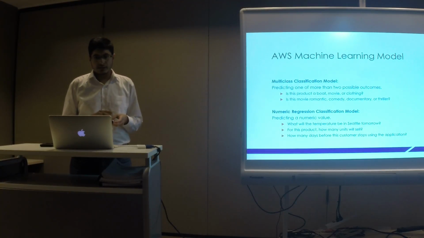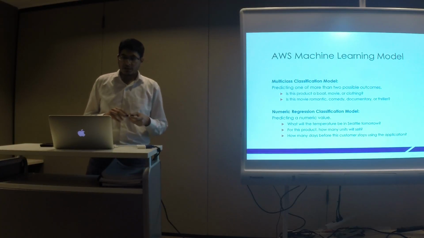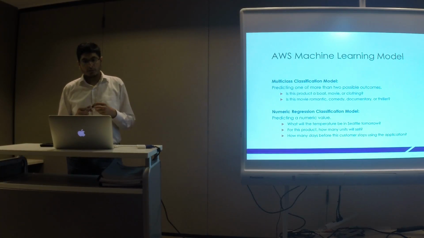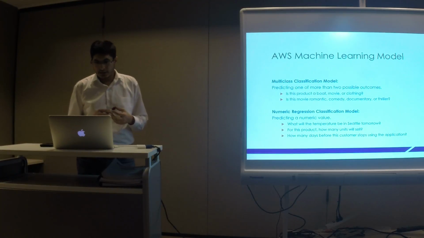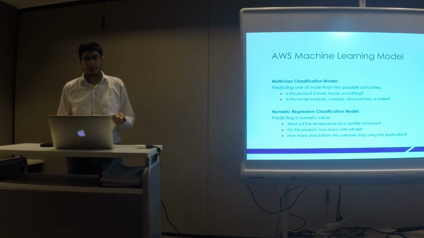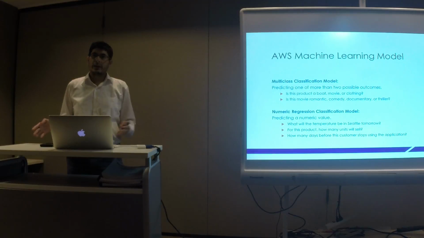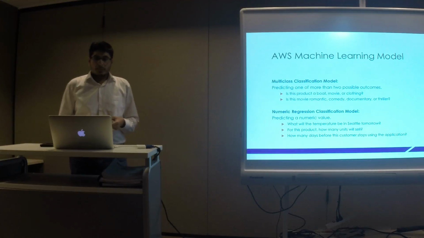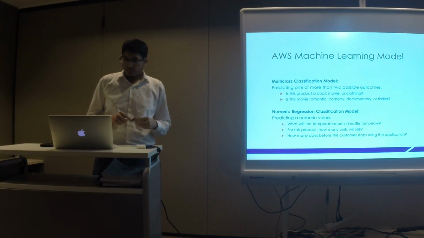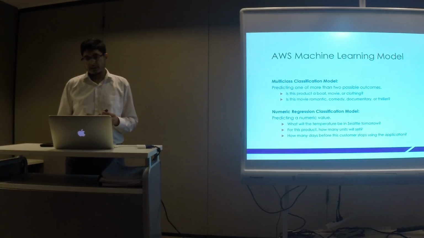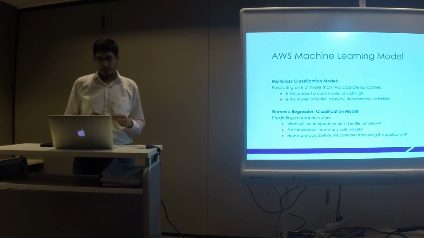Another model is the multi-class classification model, which predicts one of more than two possible outcomes. The question they would be trying to solve is, is this product a boat, movie, or clothing? Or is this movie a romantic comedy, a documentary, or a thriller? So you have some kind of classification that you are trying to put your product into. And the last model is numeric regression. The bike sharing is a numeric regression model. That was one of the examples for it. And so let's move on.